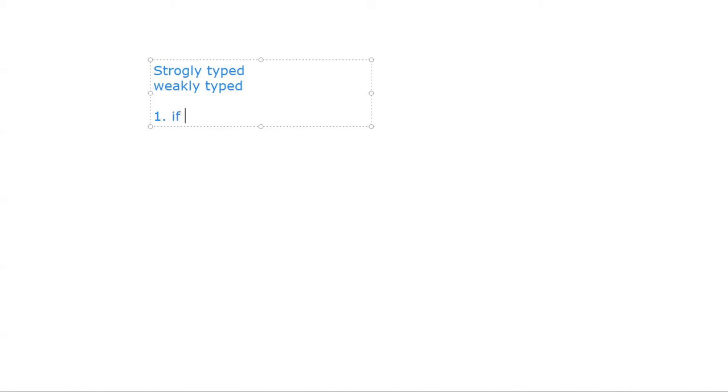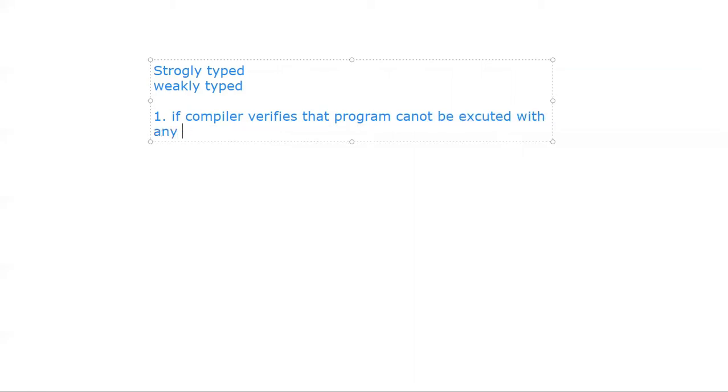Right. The first feature can be: if the compiler verifies that the program cannot be executed with any type error. Fine. So this type of language comes under the category of a strongly typed language.